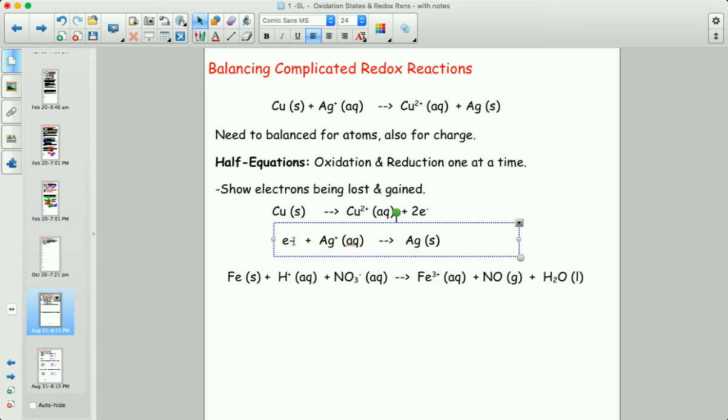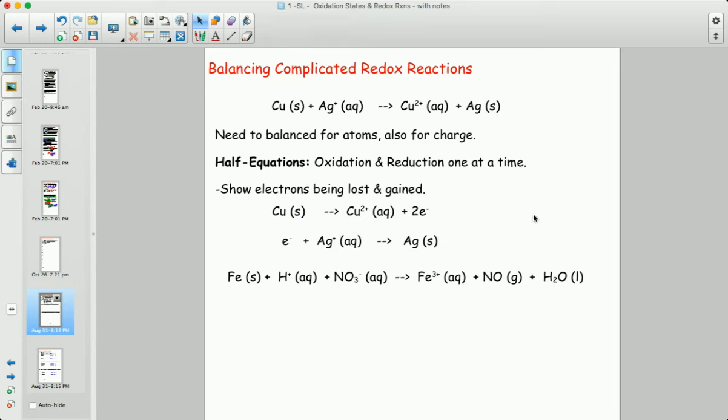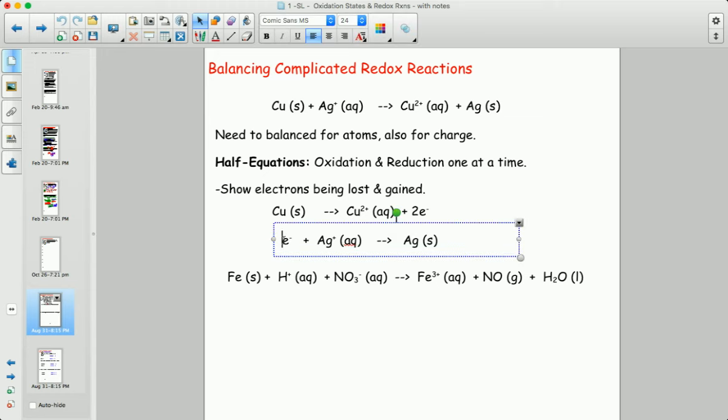Now that we've got these two half equations, you might be able to see why they're not balanced. We're saying that copper gets oxidized and loses 2 electrons, but then silver only gains 1. That means 1 electron is just disappearing. That's why the half equations are so helpful. They show the electron transfer. And any redox equation has to be balanced for electrons.